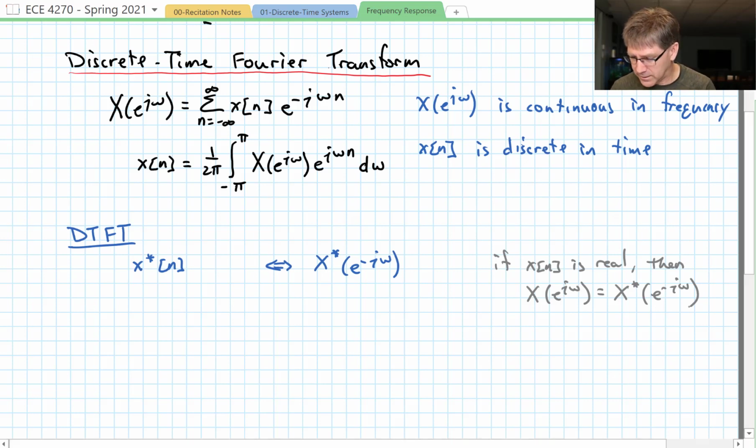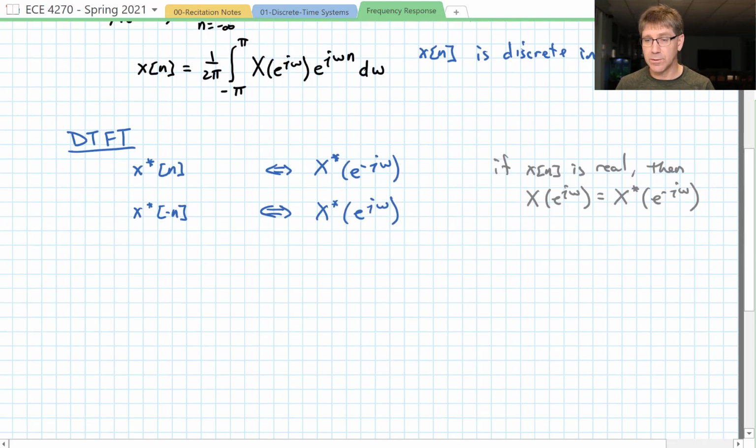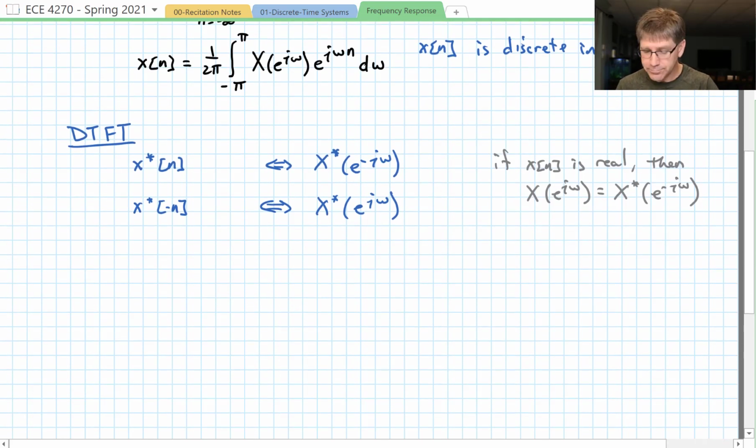I have a graduate student that used that property, told me about just the other day, to avoid having to compute half of a quantity, knowing that it was conjugate symmetric, saving a lot of computation time and thereby beating out the fastest published method of doing a particular type of problem. So that's useful.